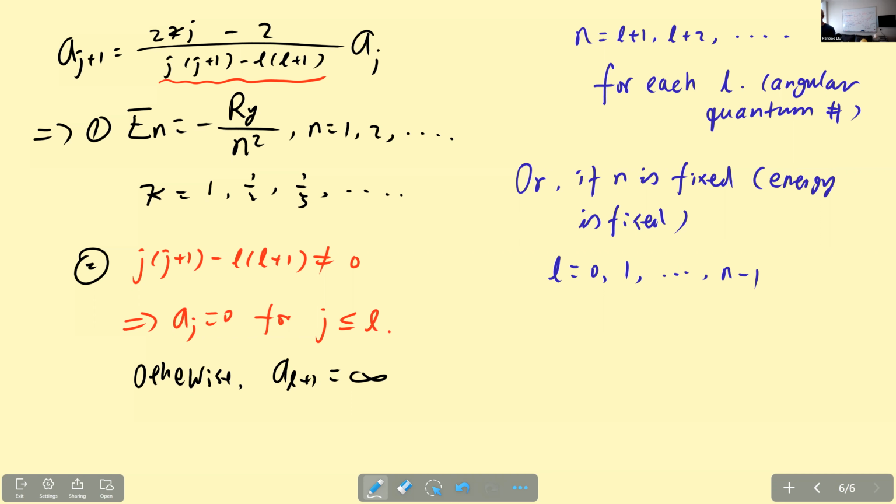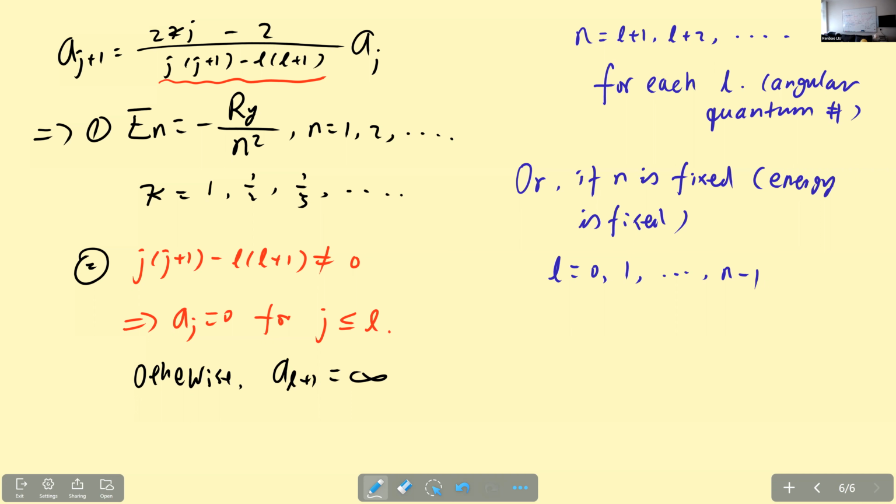Okay, so the physical condition gives us two results. One is that this energy is going to be quantized and degenerate for different L. And secondly, this L will be limited by M. They cannot be arbitrary numbers.